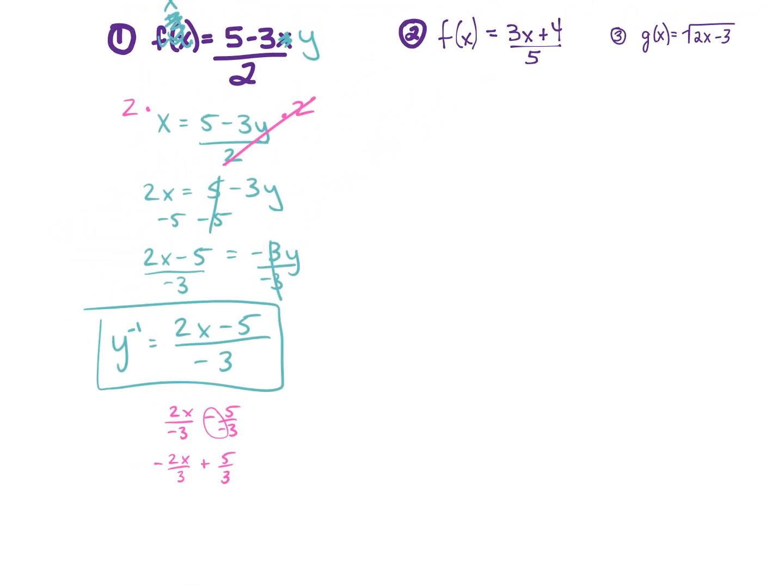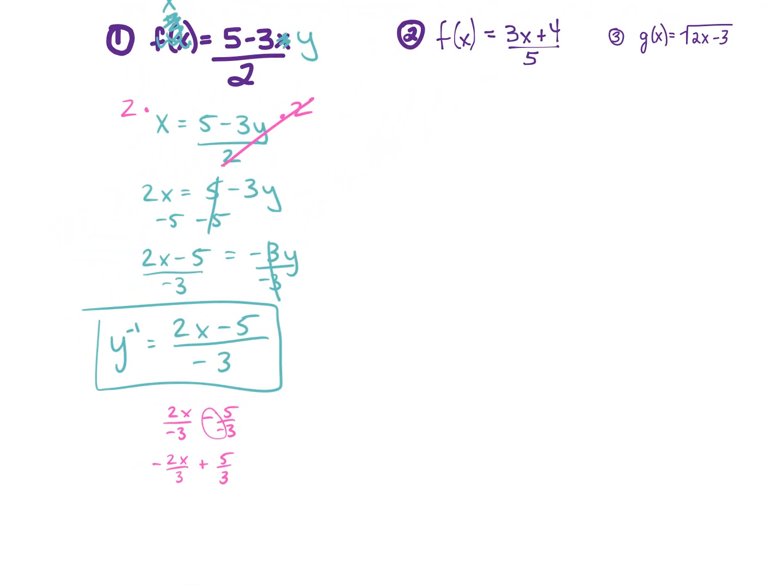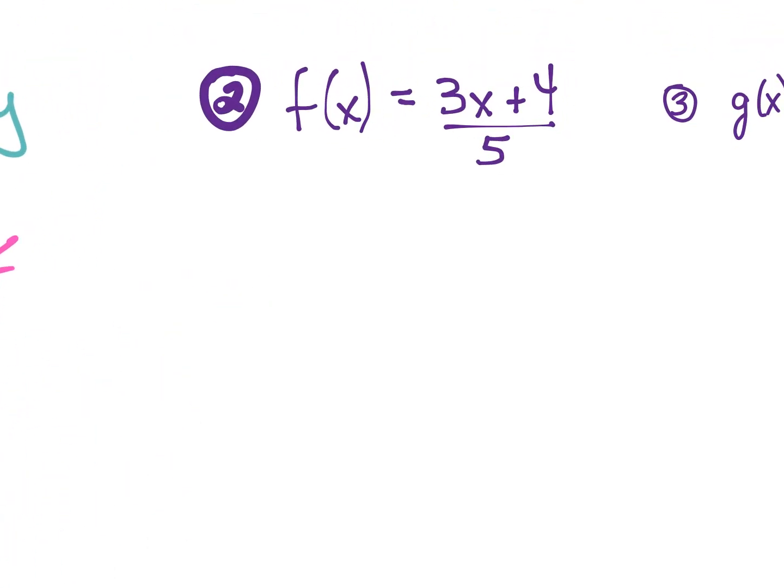Any questions there? Let's look at number 2. What's the first thing we should do to find our inverse for number 2? Switch the x and y. So f of x is just a fancy way of saying y. So I'm going to switch that to be x, and x is going to be y. So I have x equals 3y plus 4 over 5.